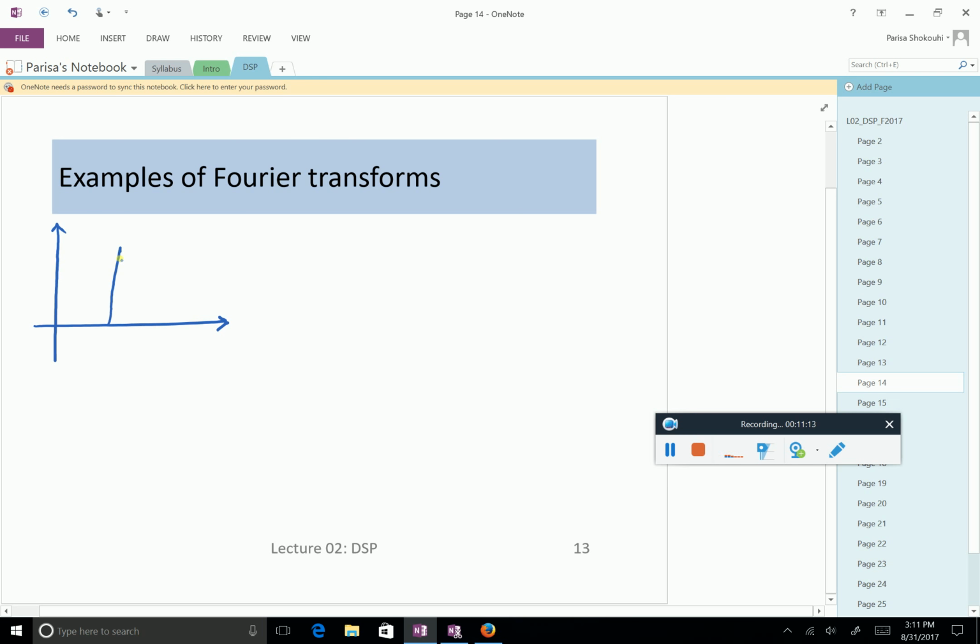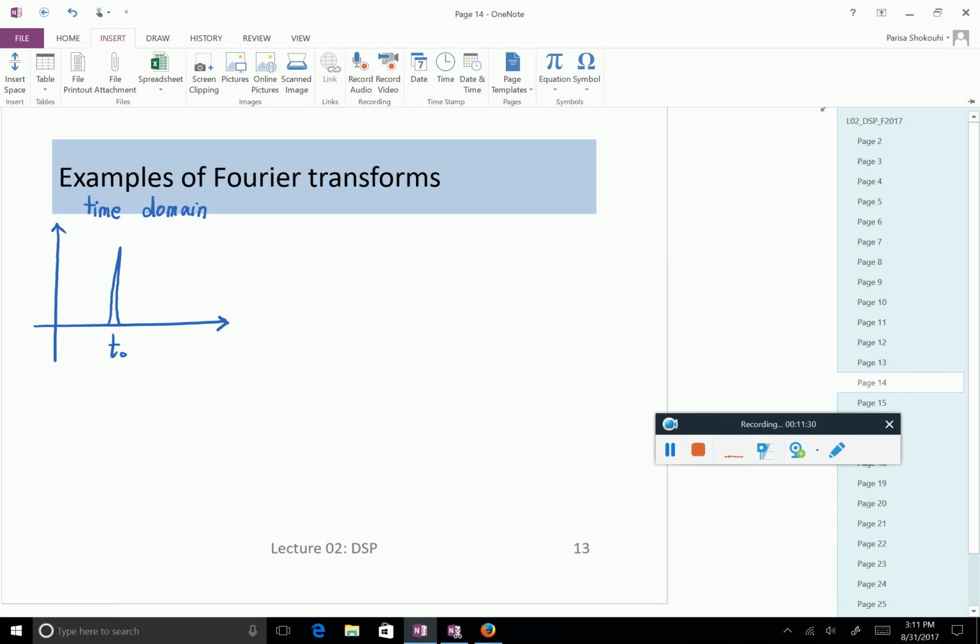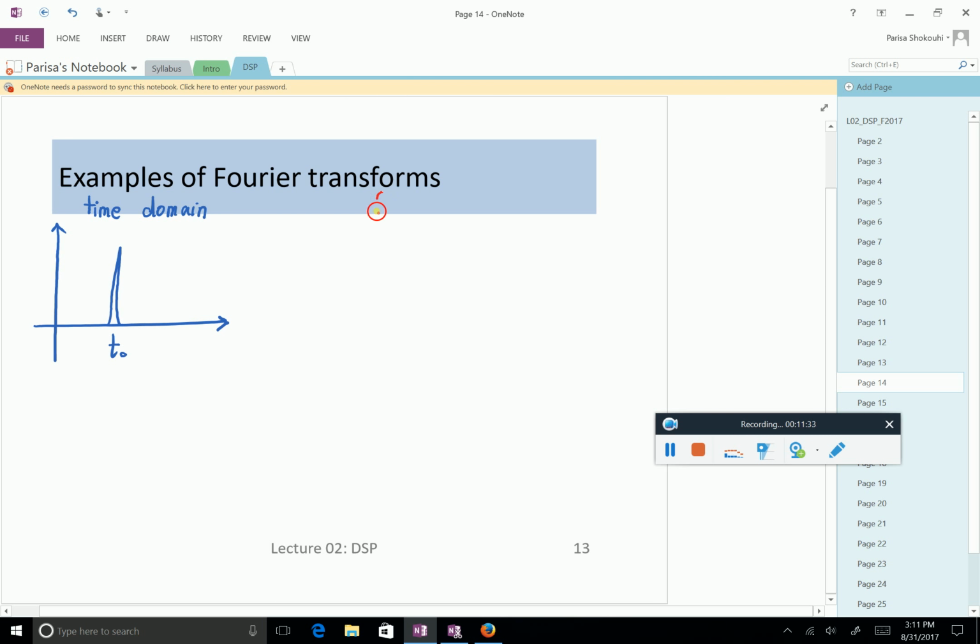Imagine you have a very narrow pulse. Very, very narrow. This is the time domain. So remember, we use this kind of terminology. We say time domain, frequency domain. So how would the Fourier transform of a very narrow pulse look like?